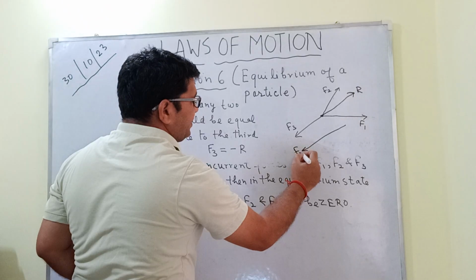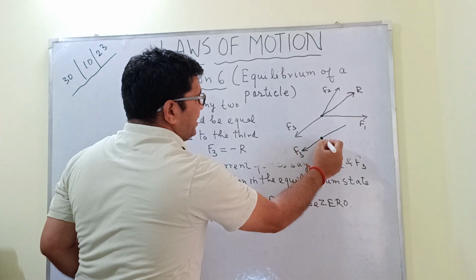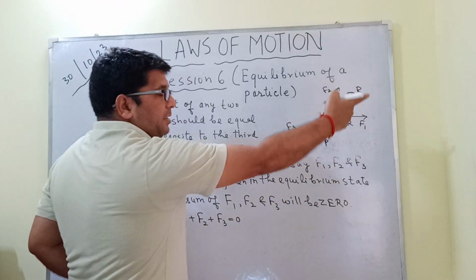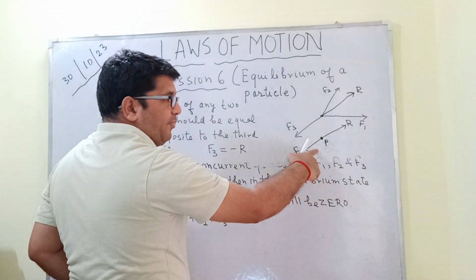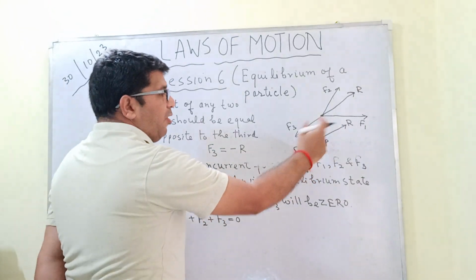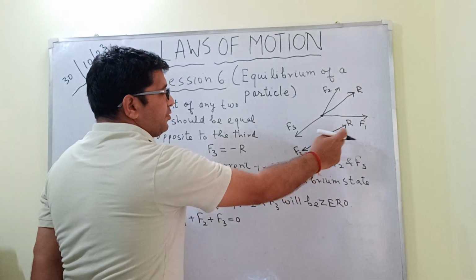F3 is acting in this direction. This is a particle P, let us say. So the resultant will be acting in the opposite direction of F3. Their magnitudes should be equal. The direction will be opposite and their line of action should be the same.